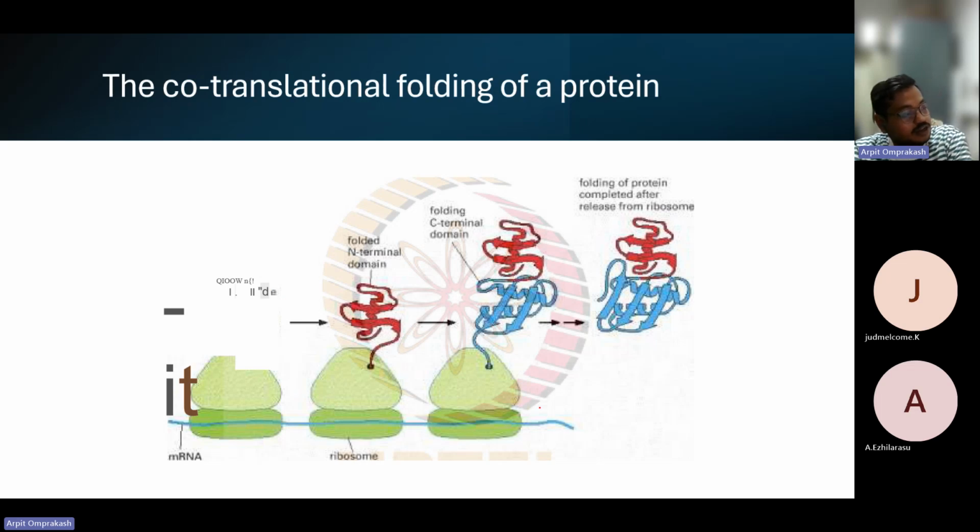So we have an mRNA and we have a ribosome, which is producing a protein. And while the protein is being produced, as the domains are getting produced, we also see that the proteins start folding. So translation and folding of a protein go hand in hand many times, to produce a protein or polypeptide chain.